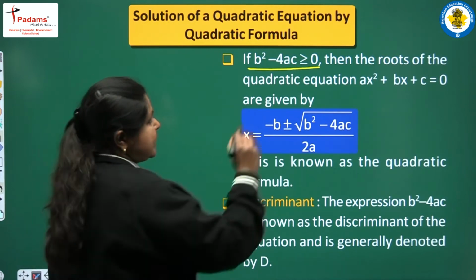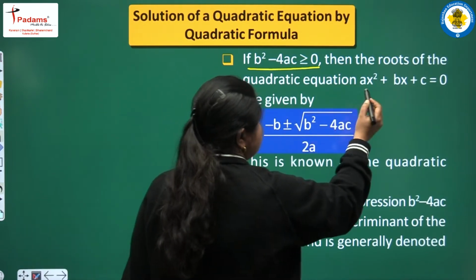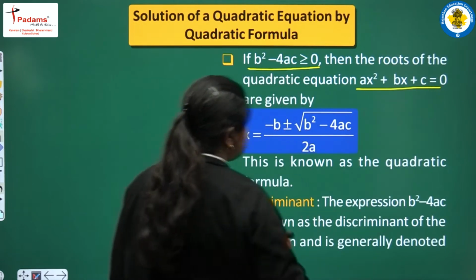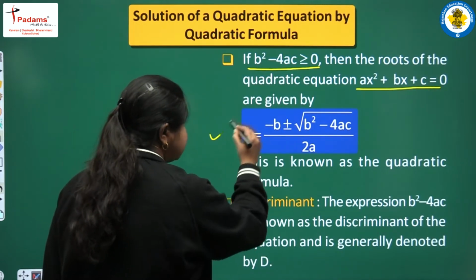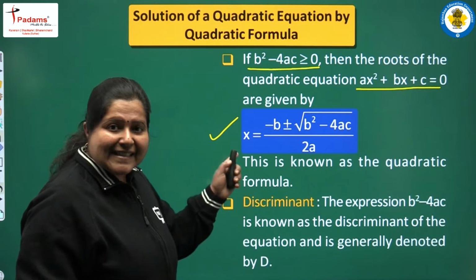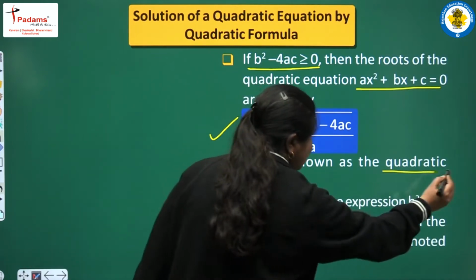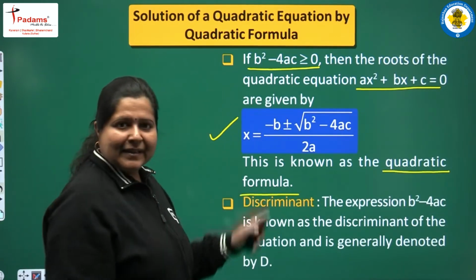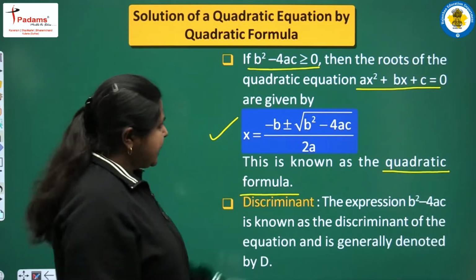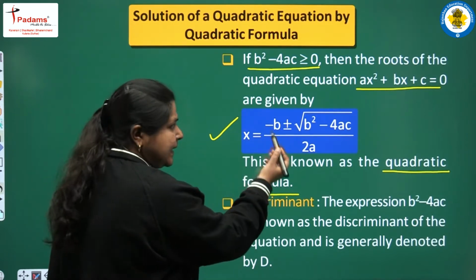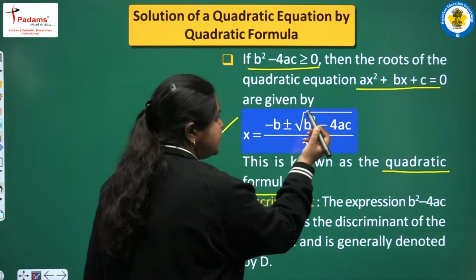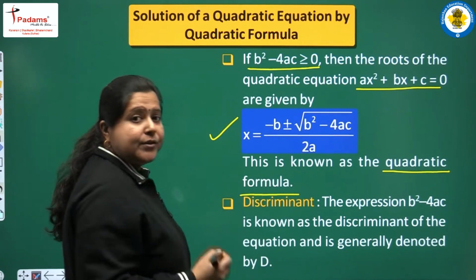equal to 0, then the roots of the quadratic equation ax square plus bx plus c equal to 0 are given by this expression, and this is known as the quadratic formula. Let us learn it very well. It is x equal to minus b plus minus under root b square minus 4ac upon 2a.